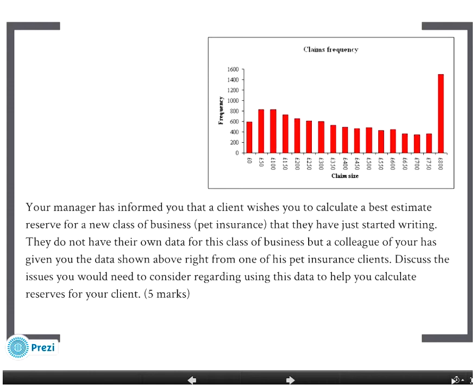Your manager has informed you that a client wishes you to calculate a best estimate reserve for a new class of business, pet insurance, that they have just started writing. They do not have their own data for this class of business, but a colleague of yours has given you the data shown above right from one of his pet insurance clients. Discuss the issues you would need to consider regarding using this data to help you calculate reserves for your client.